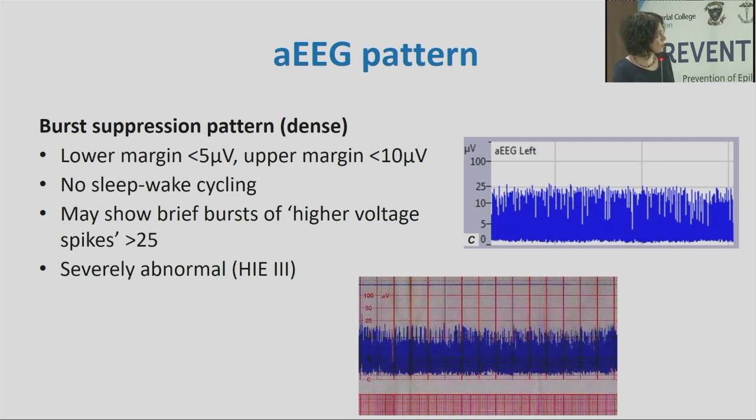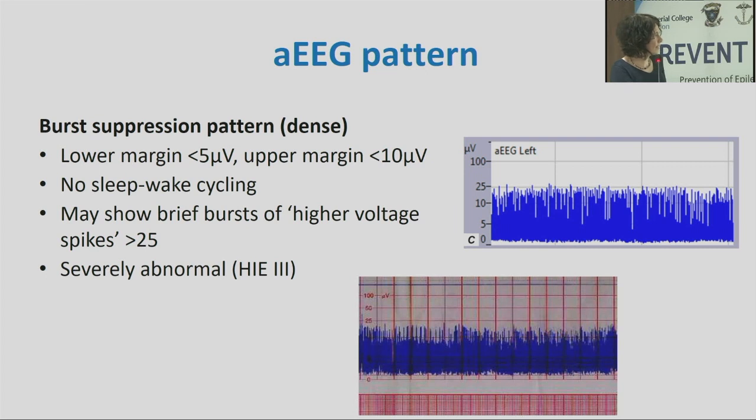And then burst suppression pattern. There are 2 types of burst suppression patterns. So the lower margin is well below 5. By definition, it's below 5, but really it's nearly 0. And the upper margin is below 10. Again, you look at the bit where it's really dense. So here it's below 10, and here as well.